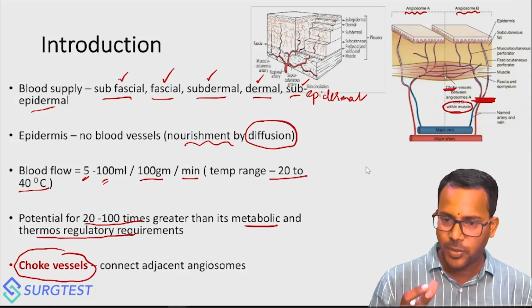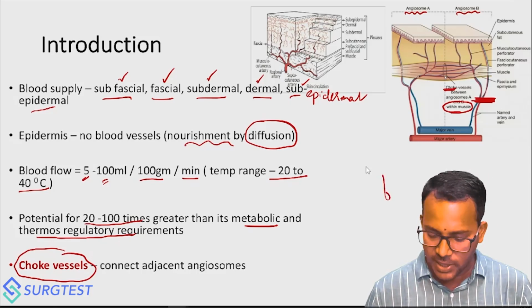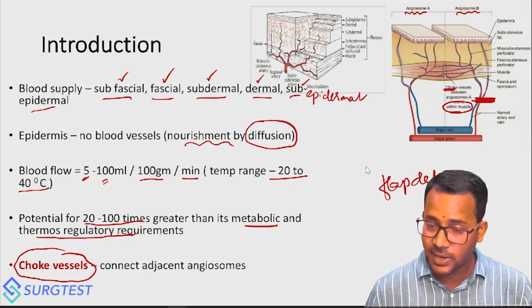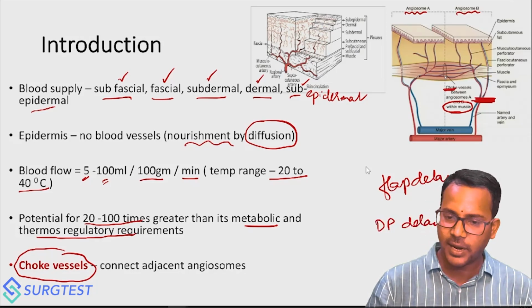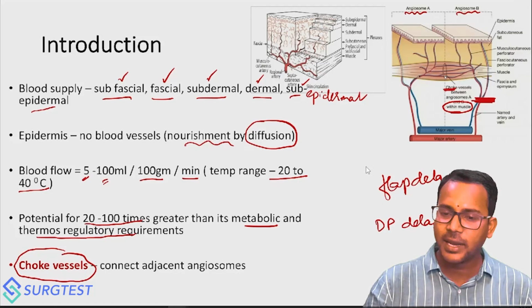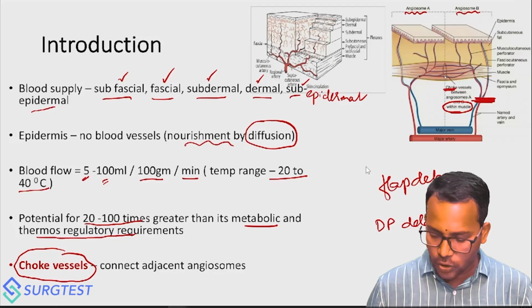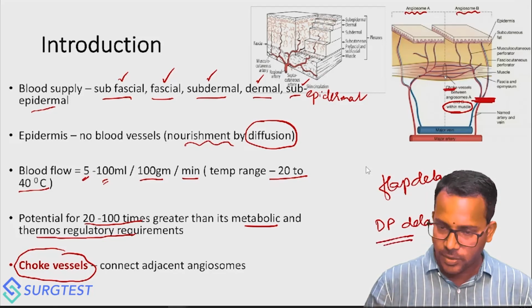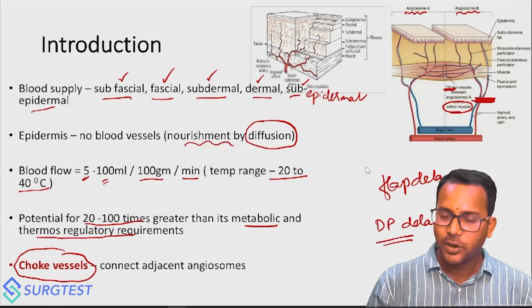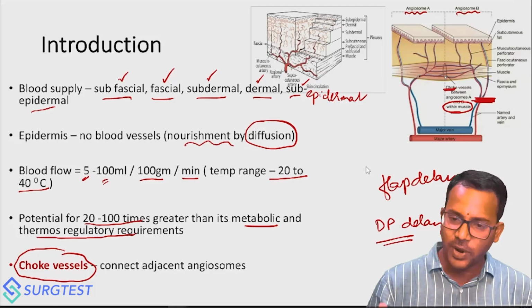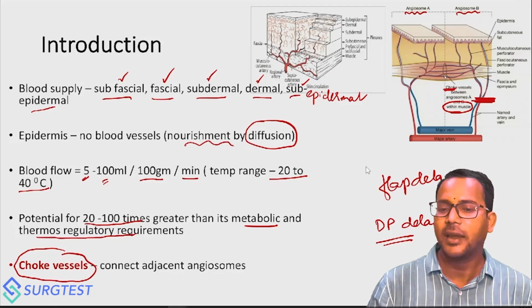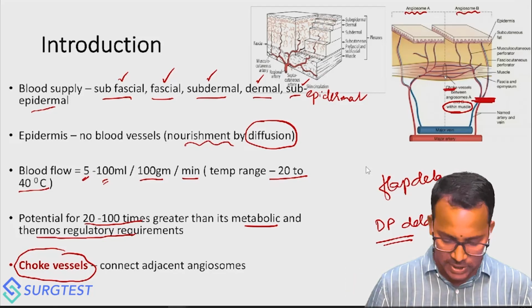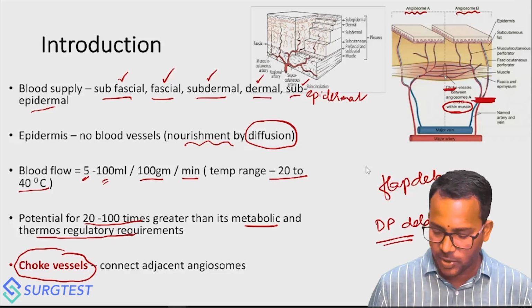These choke vessels form the primary basis of what you say, flap delay. There is something called flap delay. There are examples like DP delay, deltopectoral delay. The deltopectoral flap will be there, and if you want to harvest much more than the range of the deltopectoral flap, you do what is called a DP delay, wherein you try to ligate the blood supply of the nearby angiosomes, thereby opening the choke vessels, and then you wait for some time until the choke vessels open, the flap regains its blood supply completely, and at a later date, you take a larger deltopectoral flap. So this is what forms the basis of your DP delay or flap delay.